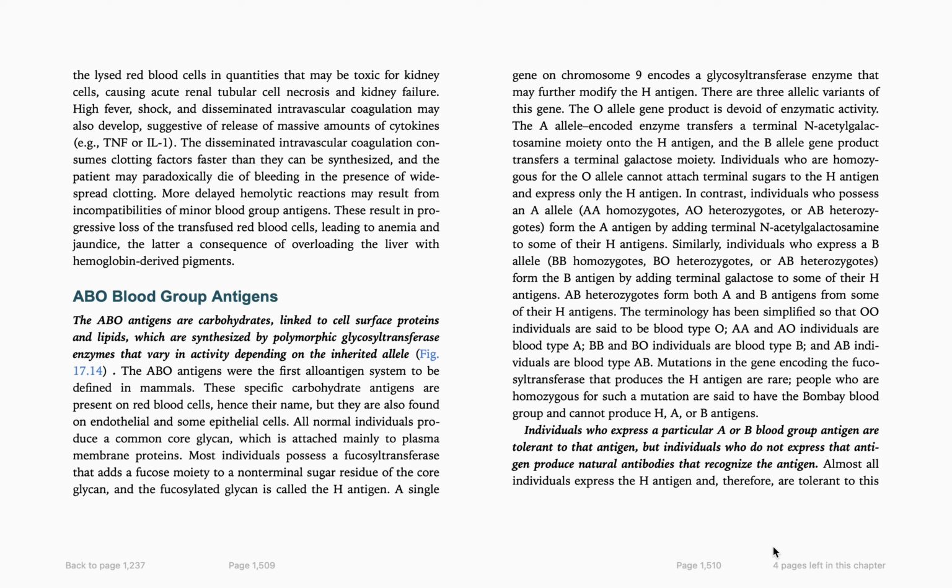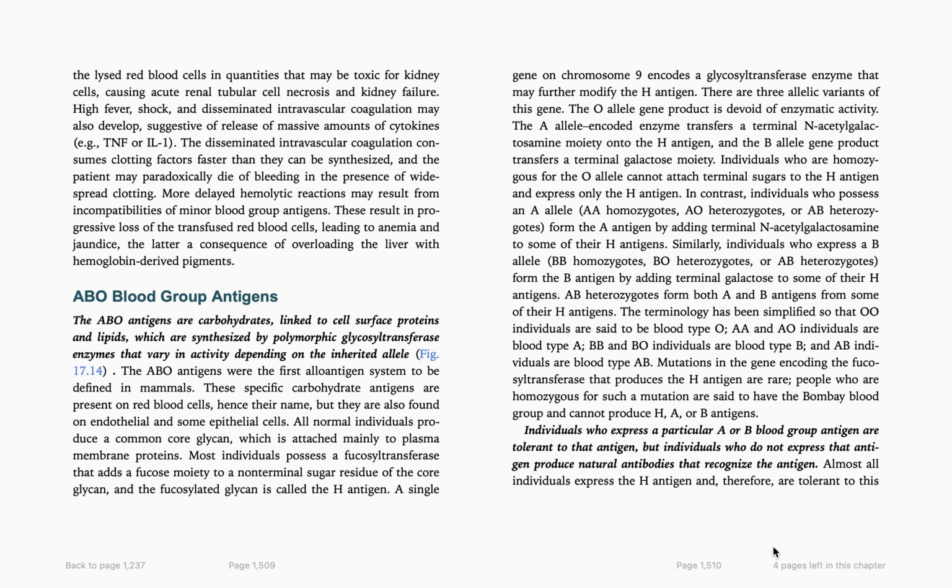ABO blood group antigens. The ABO antigens are carbohydrates linked to cell surface proteins and lipids, which are synthesized by polymorphic glycosyltransferase enzymes that vary in activity depending on the inherited allele. The ABO antigens were the first alloantigen system to be defined in mammals. The specific carbohydrate antigens are present on red blood cells, hence their name, but they are also found on endothelial and some epithelial cells.